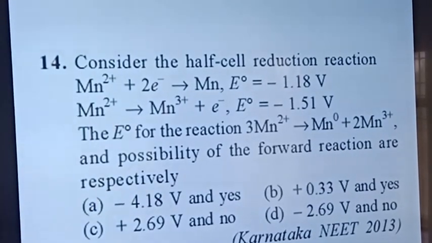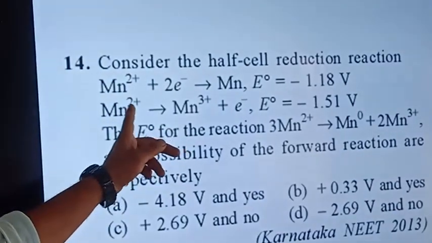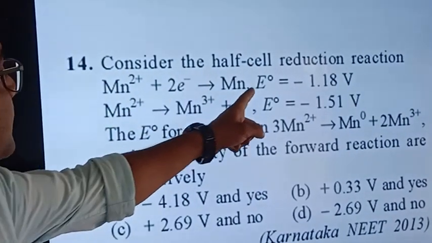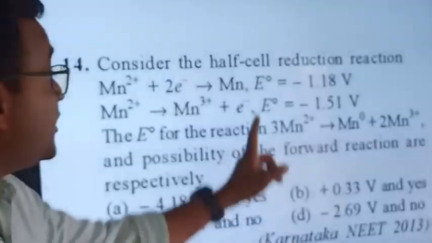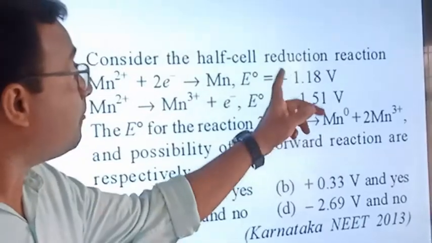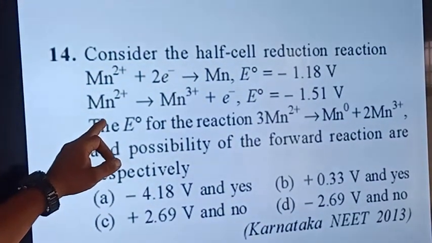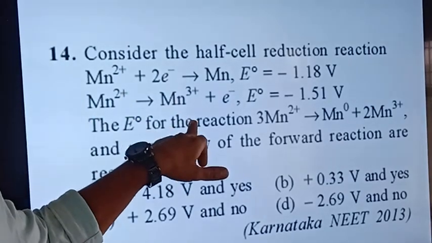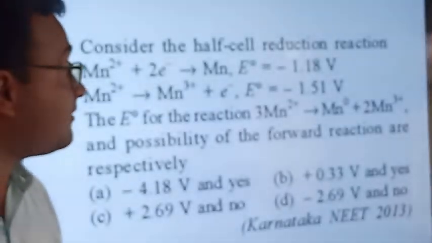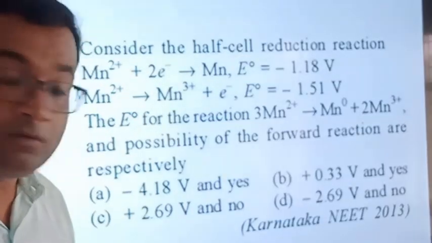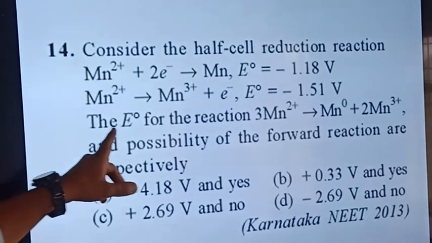You can see the question, a most beautiful question. Mn2+ takes electrons, and in this reaction, during the reduction of Mn2+ to Mn, the potential is given as minus 1.1 volt. In the second reaction, Mn2+ further gets oxidized to Mn3+, and its potential is given as minus 1.51 volt. These are the given data.